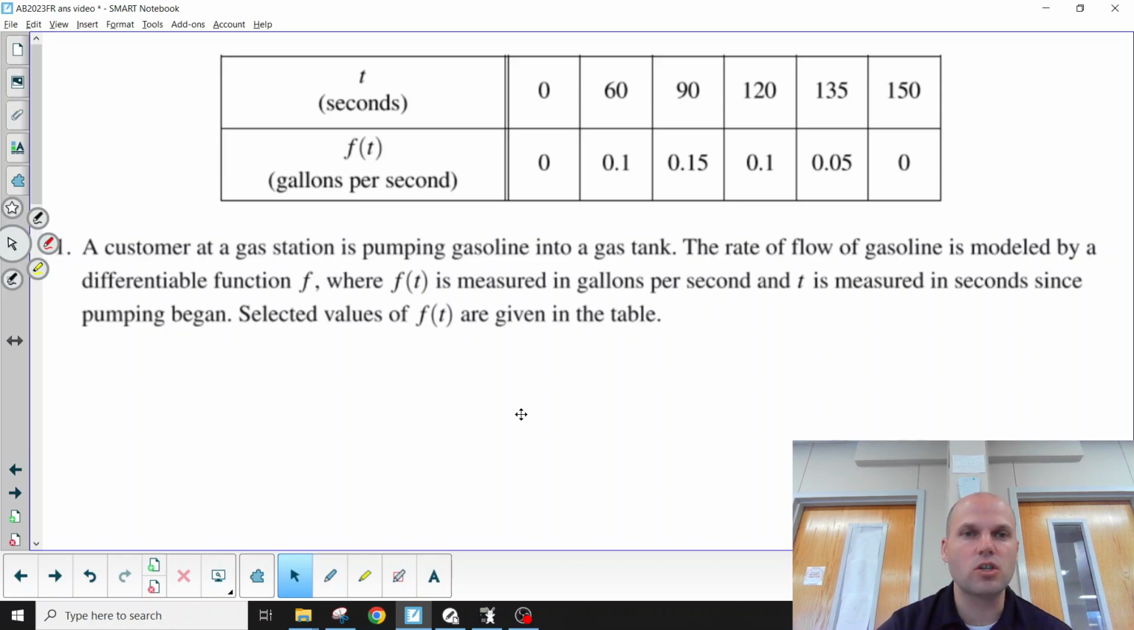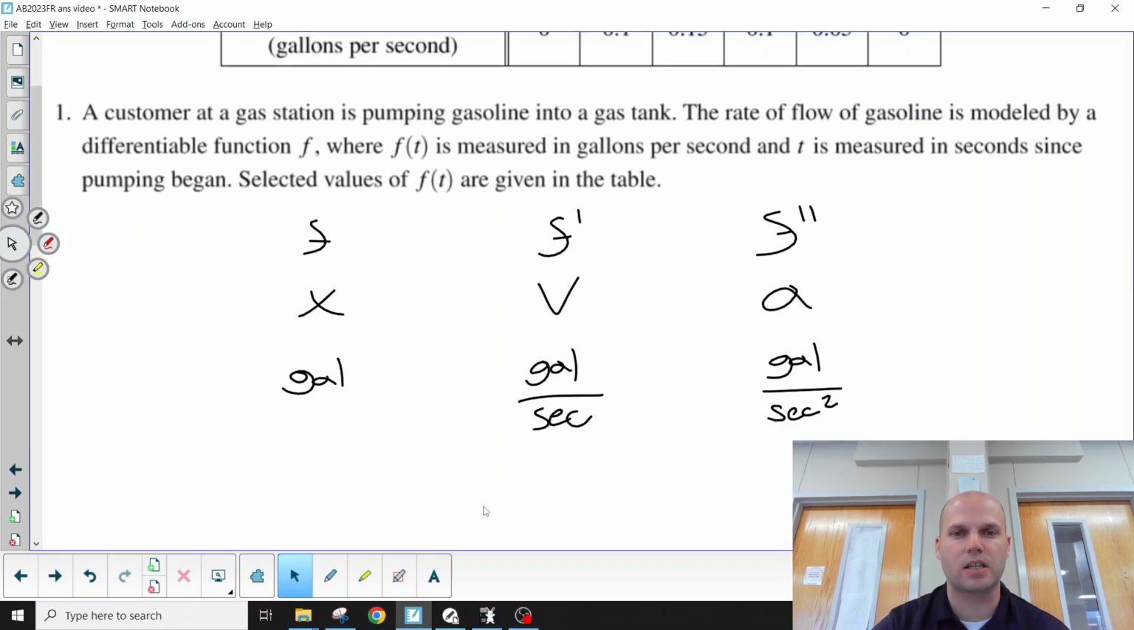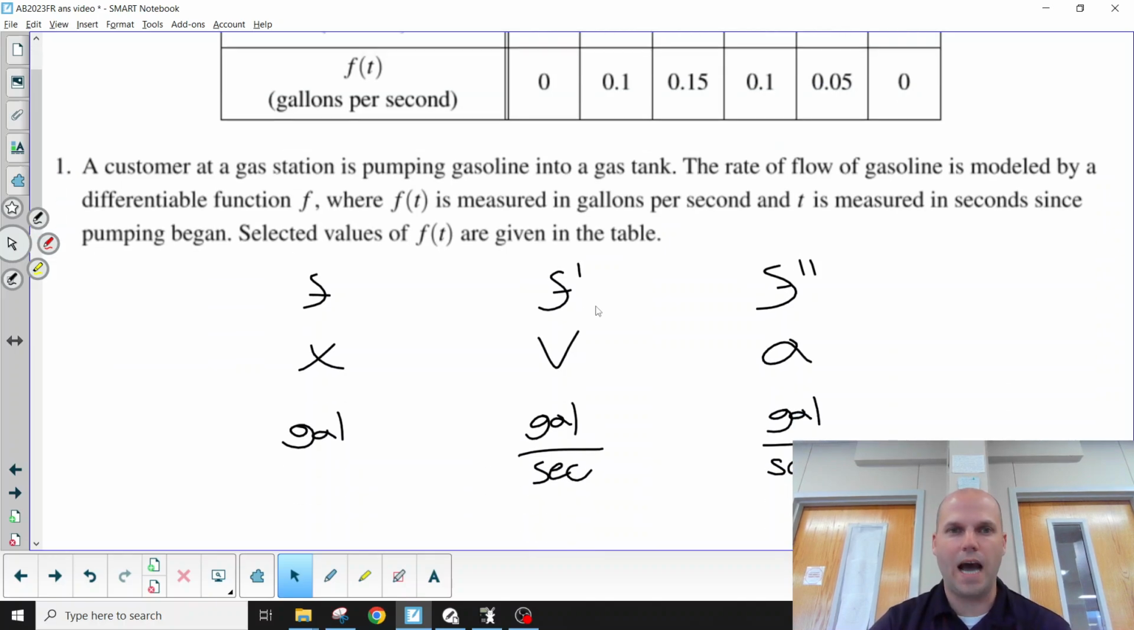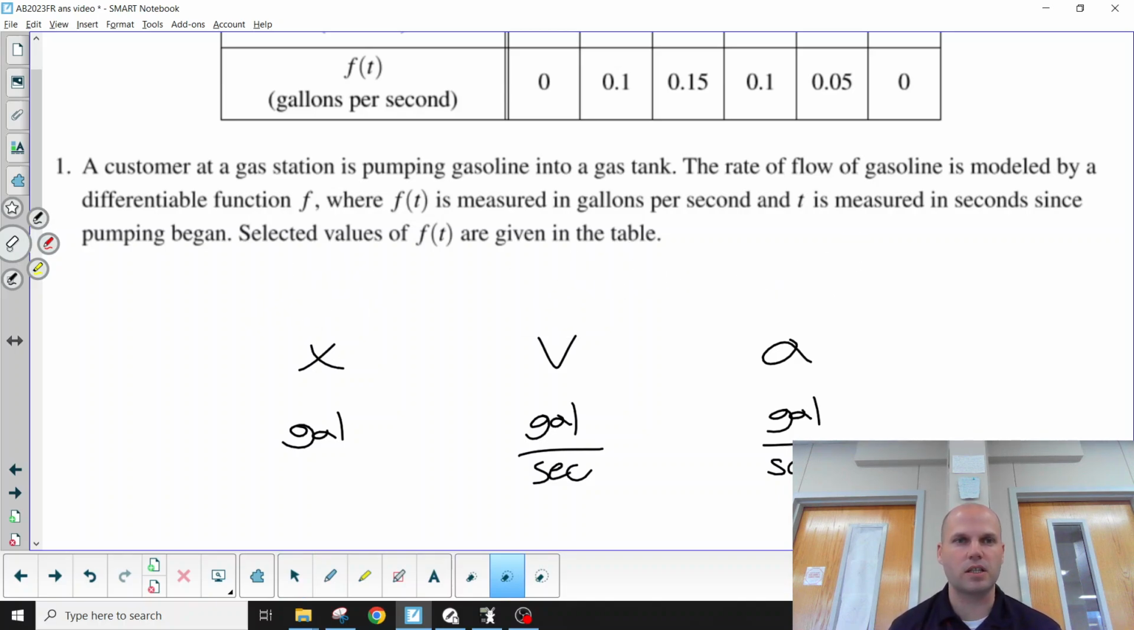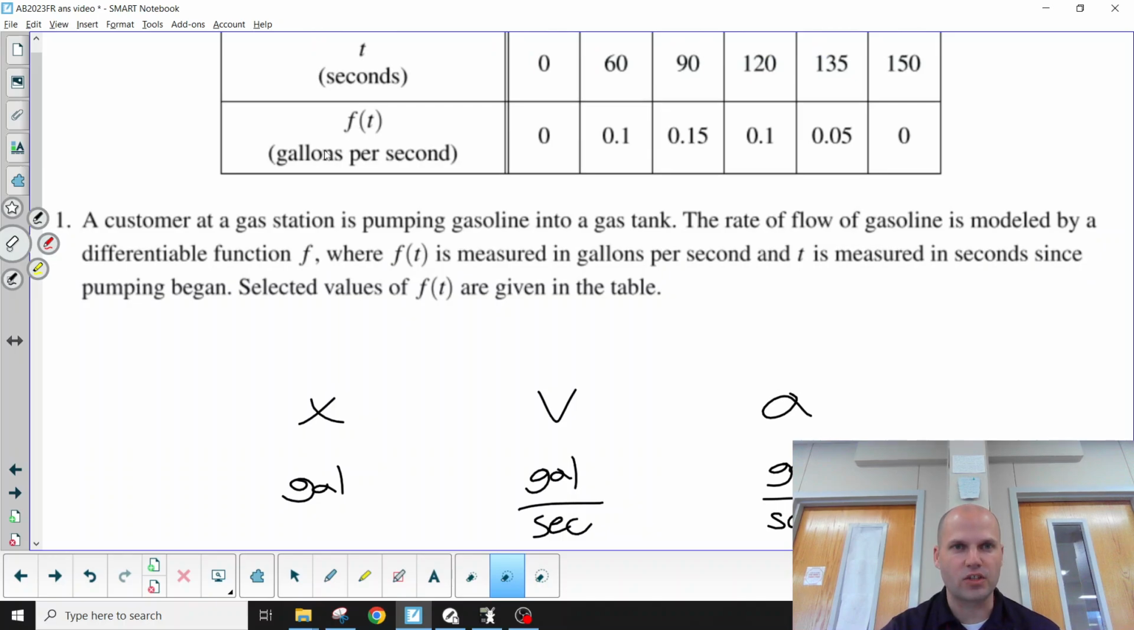So what I like to do with these rate in, rate out problems is immediately understand what we've got. Is it f? Is it f prime? Is it f double prime? Is it a position? A velocity? An acceleration? I know this is confusing, which is why this is going to go away. I'm just going to immediately say f is in gallons per second. f is a velocity.